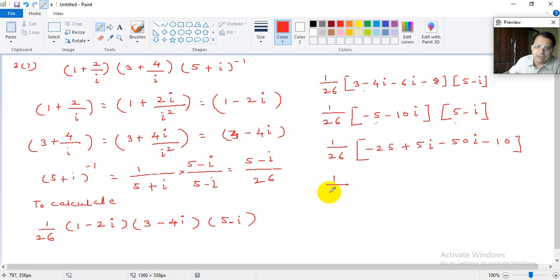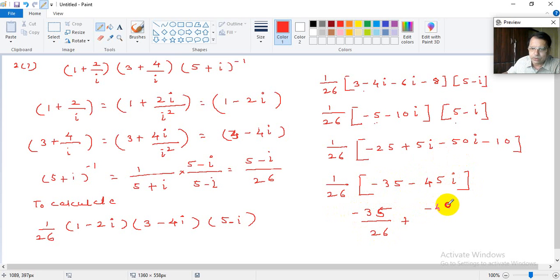म्हणजे आता काय झालं बघा, 1/26 इंटू ब्रॅकेट. नाऊ दिस इज -25 आणि -10, सो -35 आणि हे 5i - 50i म्हणजेच -45i. आणि दॅट इज टू बी डिवायडेड बाय 26. सो दिस इज -35 अपॉन 26 प्लस -45 अपॉन 26 इंटू i. So this is how you can represent it in the form a plus bi.